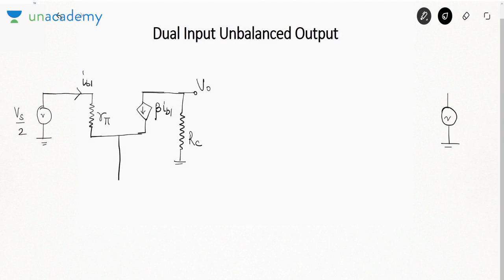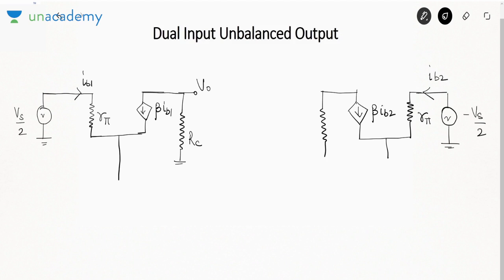But this source here will now be minus Vs by 2. Both the sources must be opposite. Between base and emitter, we will again have a resistance R pi, and the current here must be IB2. Now this is the emitter terminal. This current source here will be beta IB2, and then we will have a resistance here RC.